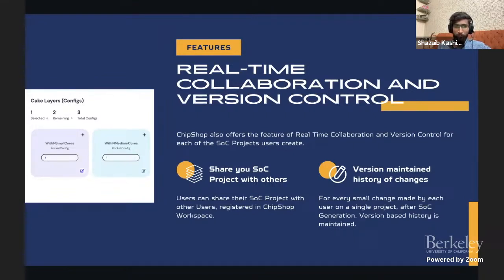So ChipShop now also offers your project to be shared with your teammates, your peers, and for each and every change being done inside a project, a version history is maintained. For every change, there's a separate version of that project. So you can always go back to the previous version in case something fails or something breaks.